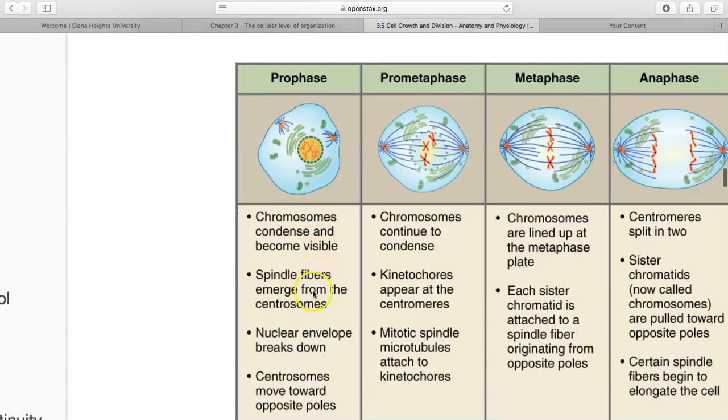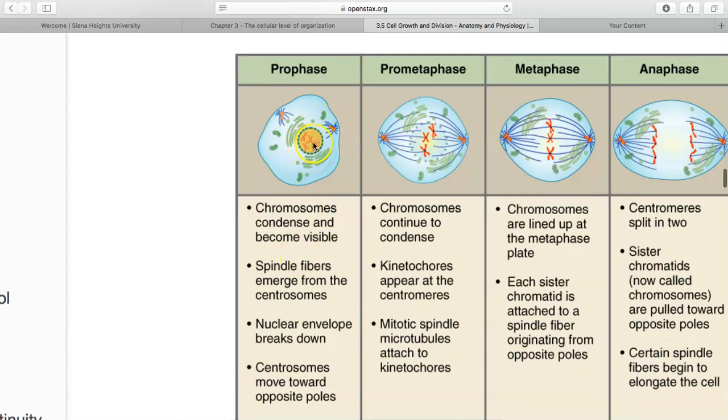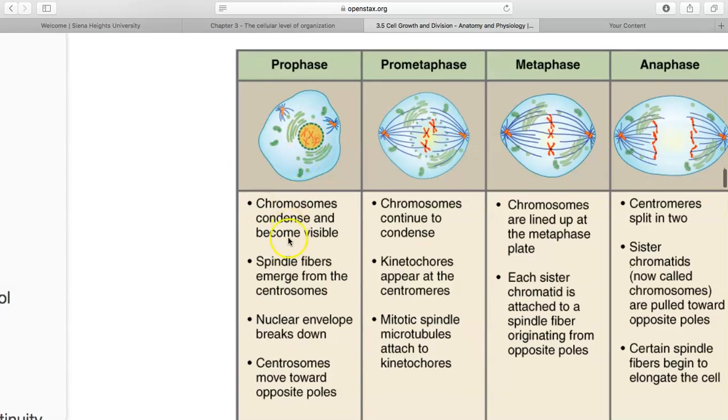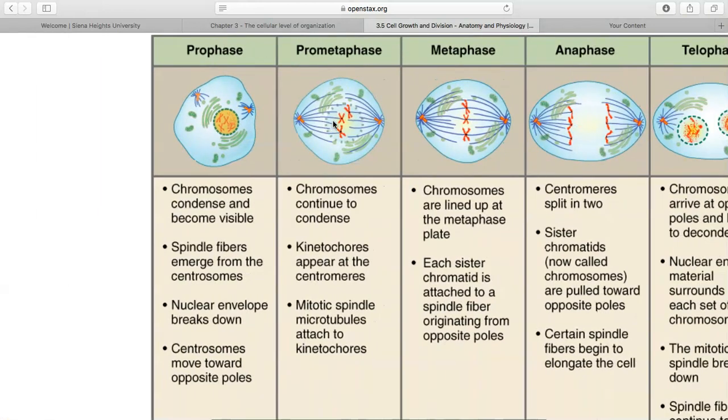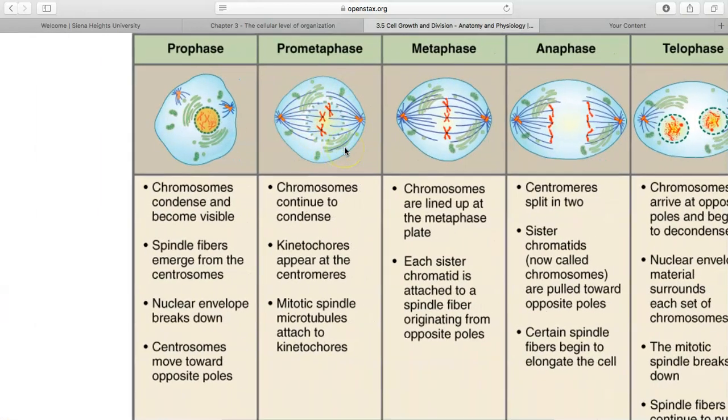Those spindle fibers will emerge from the centrosomes. Remember those microtubule spindle fibers that we talked about? They emerge from the centrosomes. The nuclear envelope breaks down. The nuclear envelope is the membrane that covers the nucleus. Well, it breaks down because we have to get access to these condensed chromosomes. And the centrosomes will move towards opposite poles of the cell. So that's prophase. Then we talk about prometaphase.